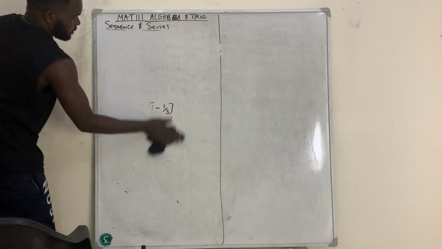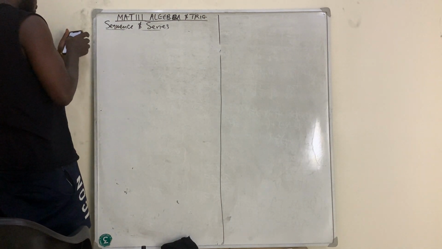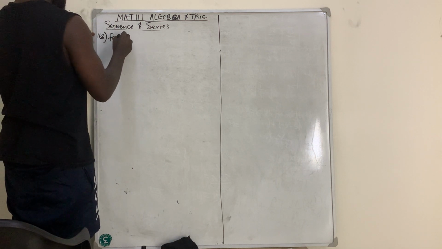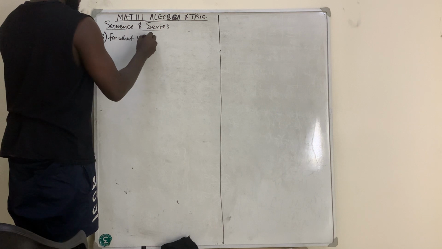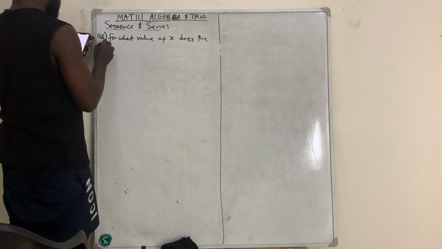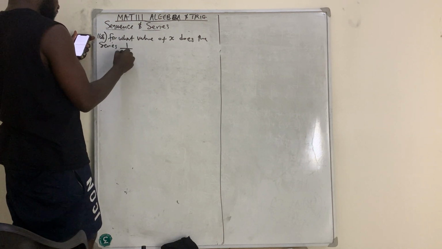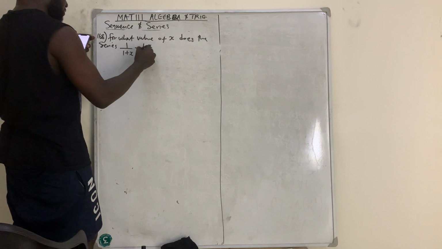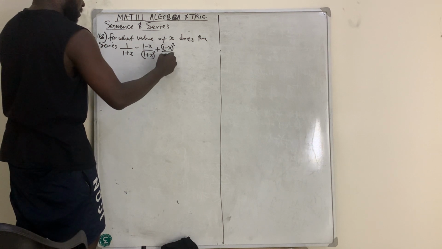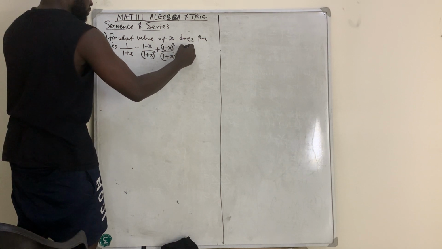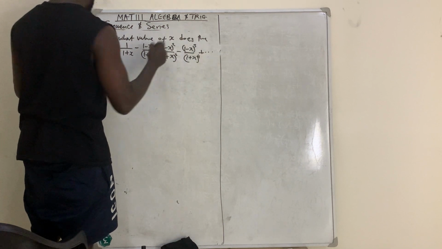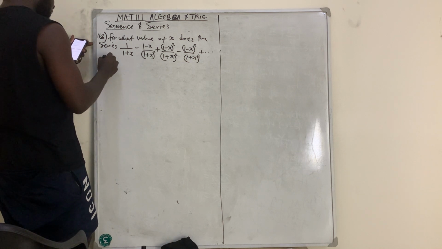Question number 168 said that for what value of x does the series 1 over (1 plus x) minus (1 minus x) over (1 plus x) squared plus (1 minus x) squared over (1 plus x) cubed minus (1 minus x) cubed over (1 plus x) to the power 4 plus dot dot dot converge.